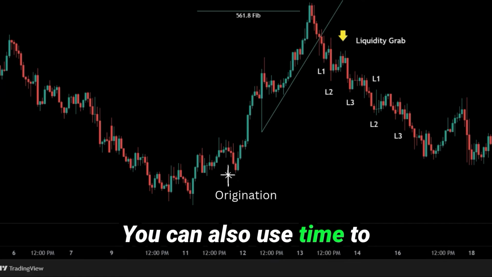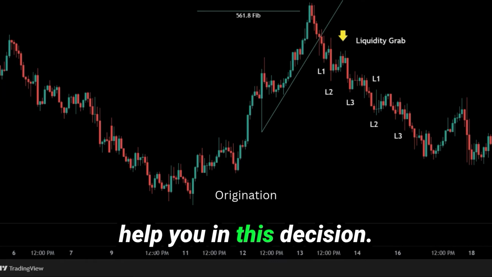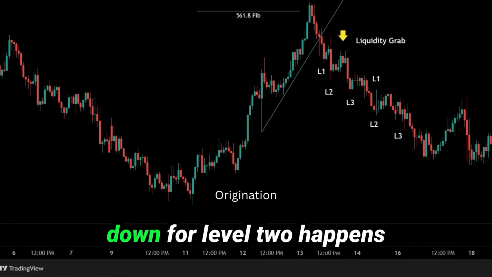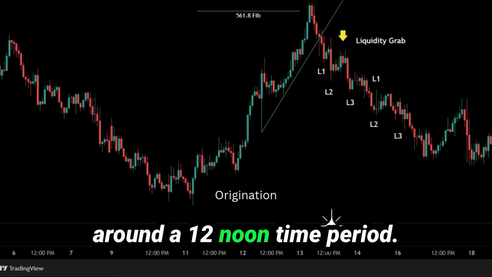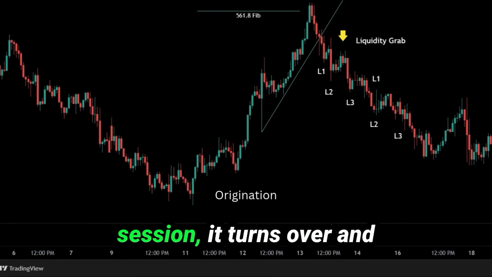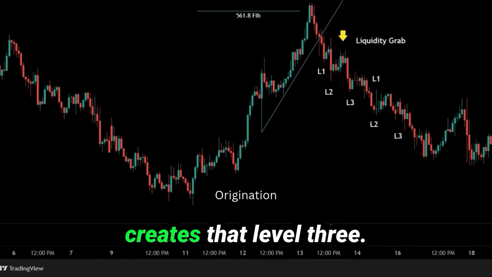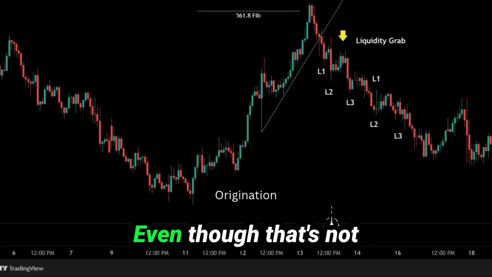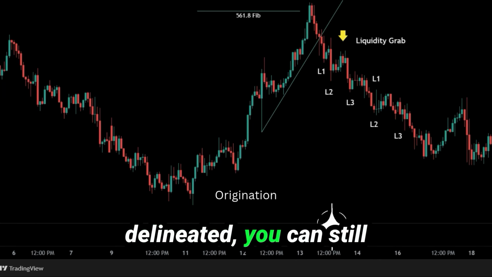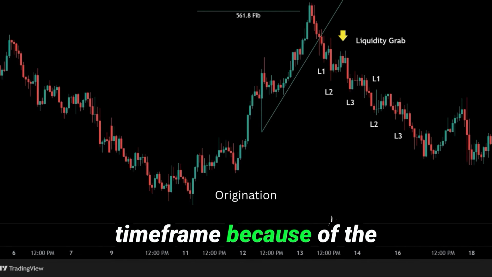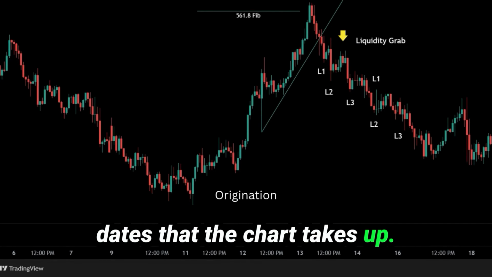You can also use time to help you in this decision. As you can see, the move down for level 2 happens around the 12 noon time period. And then during the rest of the New York session, it turns over and creates that level 3. This is an hourly chart. Even though that's not delineated, you can still recognize that this is a larger time frame because of the dates that the chart takes up.